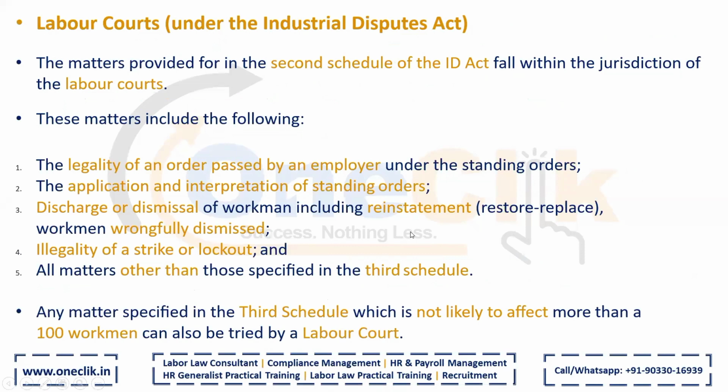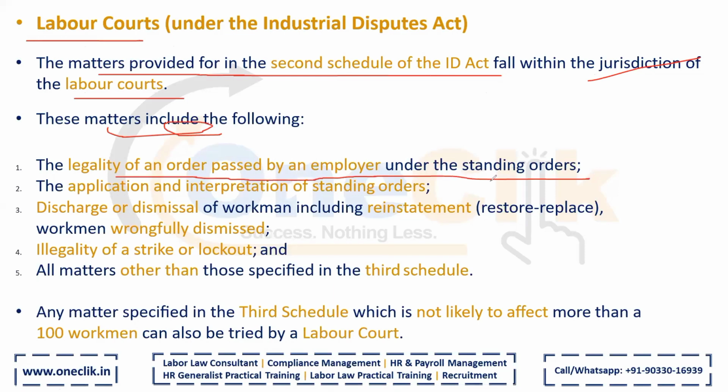So what matters will come to the labor court? First of all, under the ID Act. So matter provided for the second schedule in the ID Act within your area of labor court, that will come directly to the labor court. Which matters? We can say legality of the order passed by the employer, standing order, the company is saying like this is our rule, we have changed this rule. That rules are as per the standing order or not. So that will come to the labor court directly.